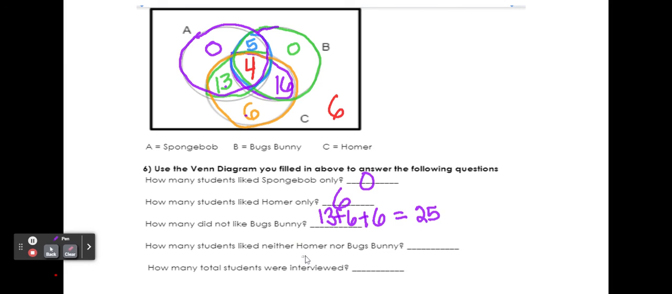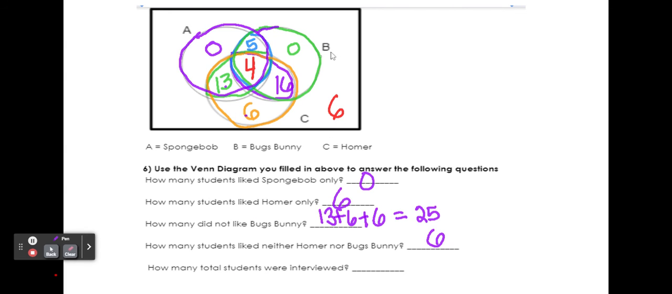How many students like neither Homer nor Bugs Bunny? Neither Homer nor Bugs Bunny. So nothing in this circle and nothing in this circle. So it can't be any of those numbers, and it can't be any of those numbers, which leaves me just the 0 over here and the 6. A lot of you forgot about that 6 again. That was nobody.